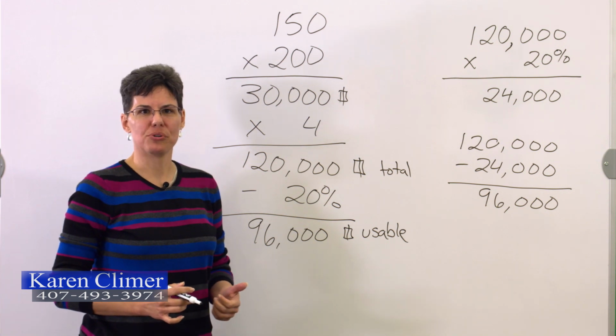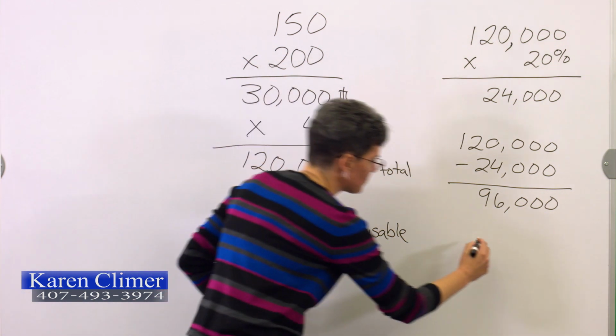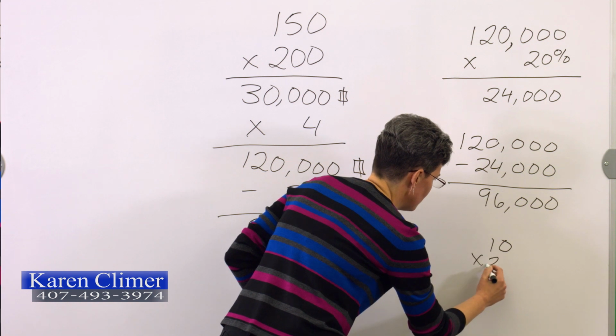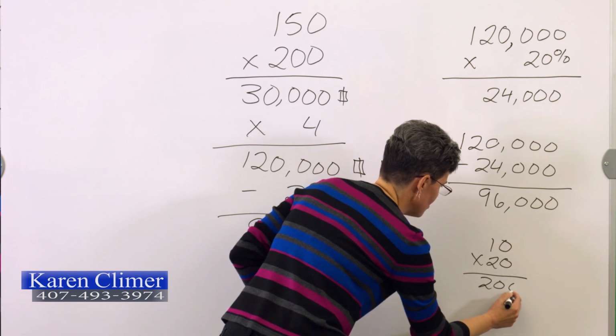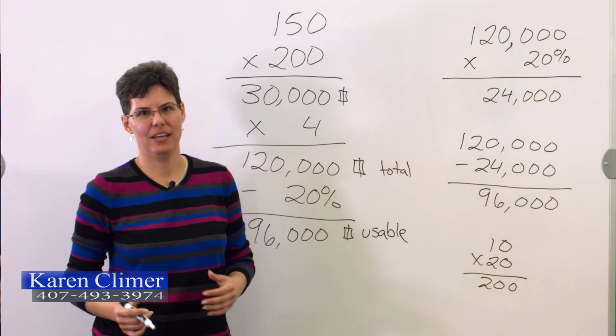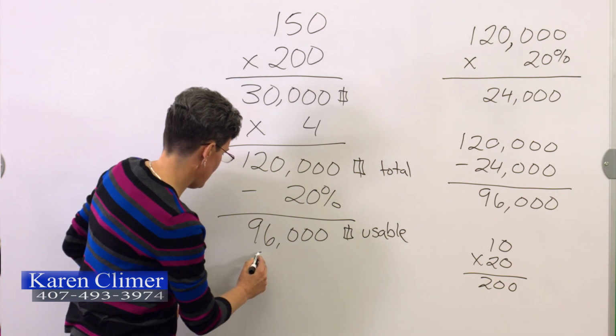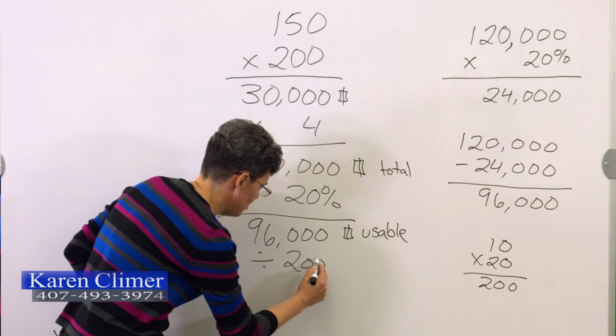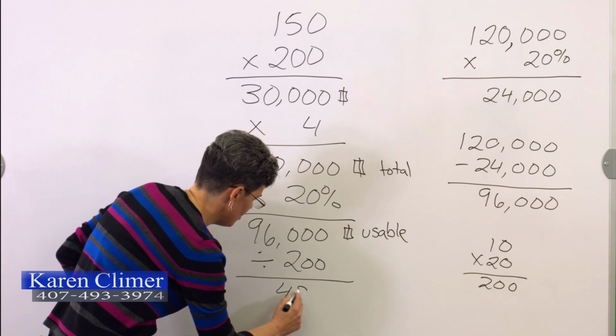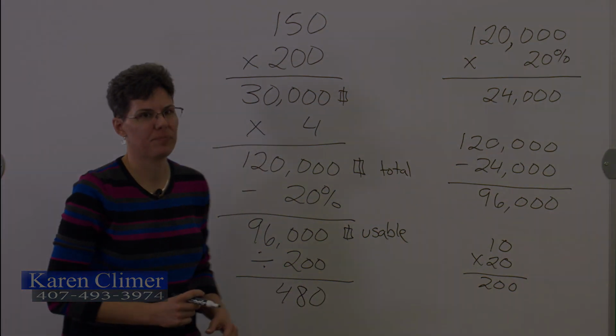Then we go back to our storage bins. They're 10 by 20. So we come over here and do 10 by 20, and we get 200 square feet per bin. So 96,000 divided by 200 gives us 480 bins.